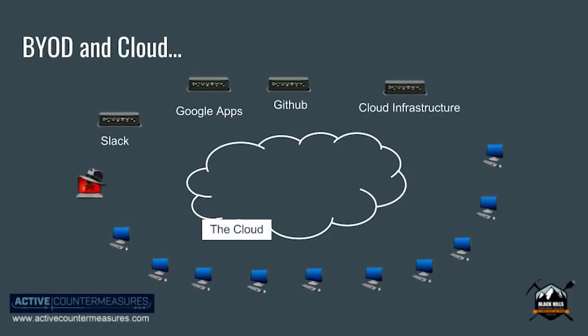This particular organization had Slack, which a lot of you use. They had Google Apps, they had GitHub, and then basic cloud infrastructure for their services. And then all of their users were spread all over the country. In fact, this is very similar to the way Black Hills Information Security is. We have a number of users spread all over the place. We all tie into a Google domain, and we have a number of different resources that we use at Black Hills Information Security that are purely cloud-based.